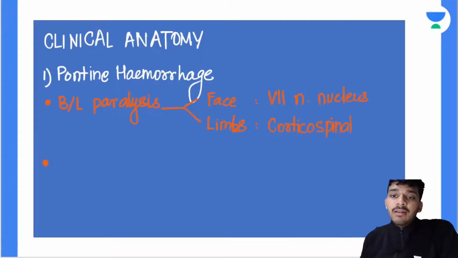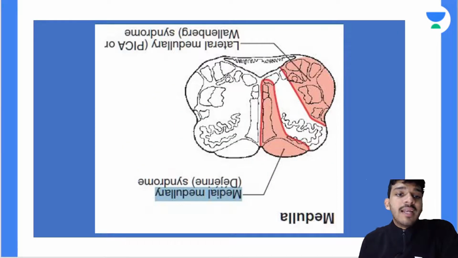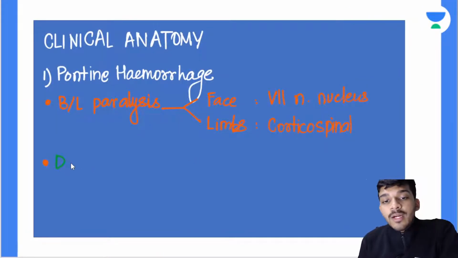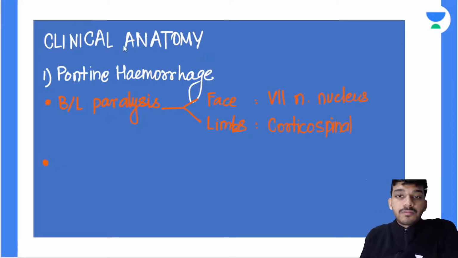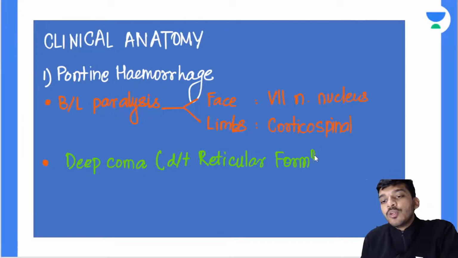Then, if you recall, in all of these sections you have something called the reticular formation. So in the pons also you have a pontine reticular formation that I have not drawn here. You know that the reticular formation is responsible for keeping the person awake. So the person will go into a deep coma due to damage to the reticular formation. Person goes into a state of deep coma.